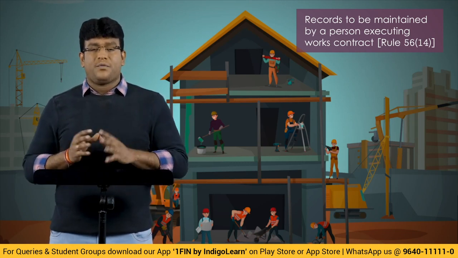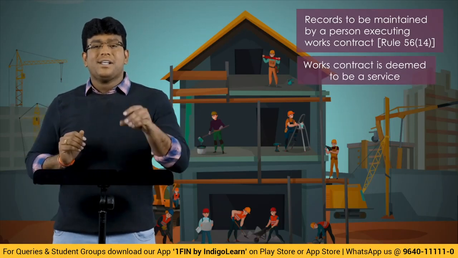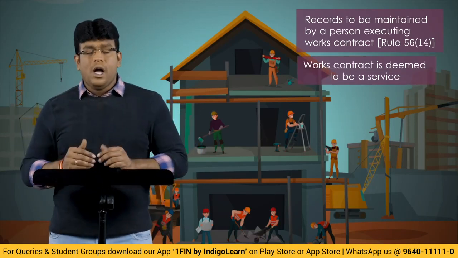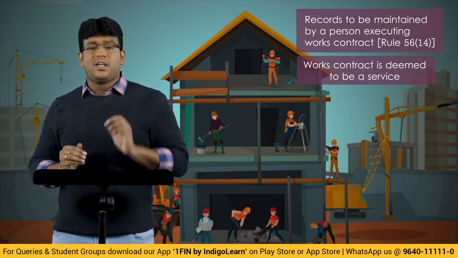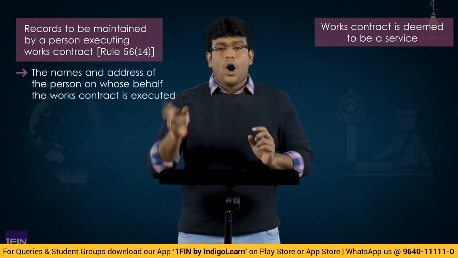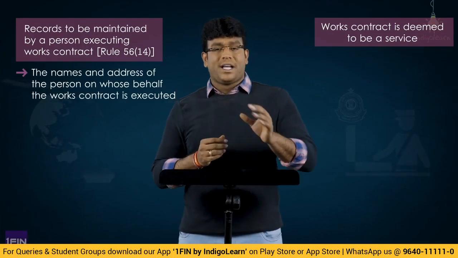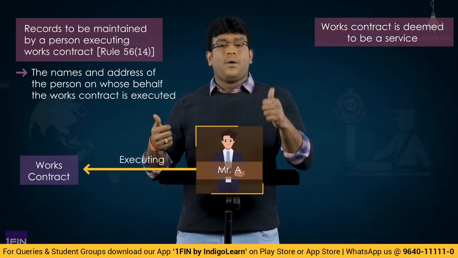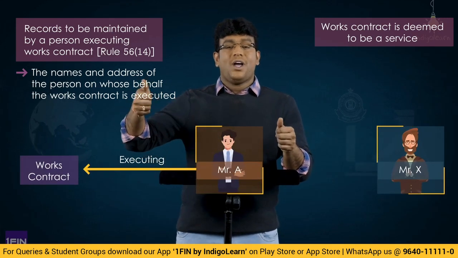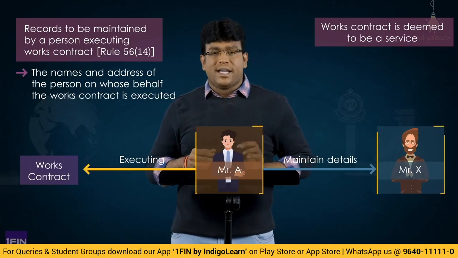But under GST law, my dear friends, they have clearly clarified that a works contract is deemed to be a service. And now let me also tell you what details are required to be maintained by a person executing works contracts. Number one, he should maintain the names and address of the person on behalf of whom the works contract is executed. So for example, if Mr. A is executing a works contract on behalf of Mr. X, now A should maintain the names and address of Mr. X and also other persons on whose behalf the works contract is executed.